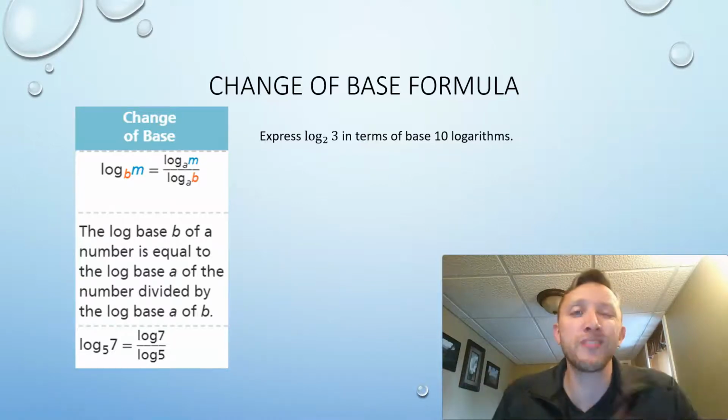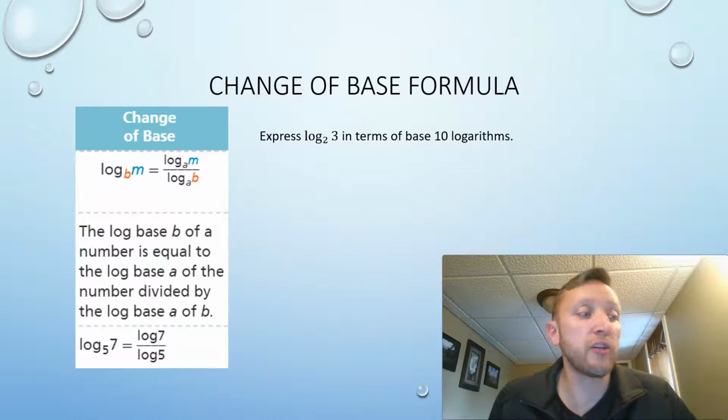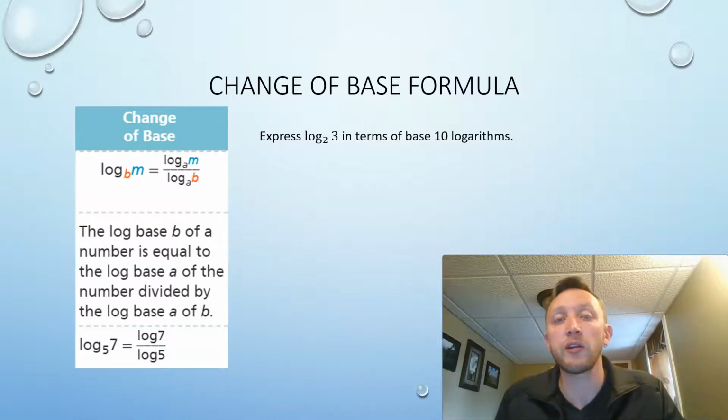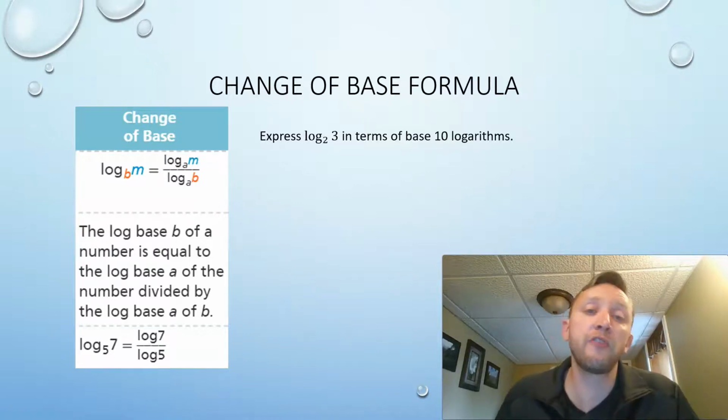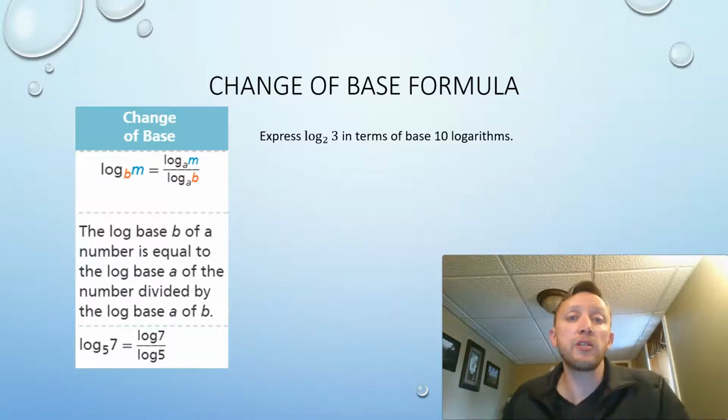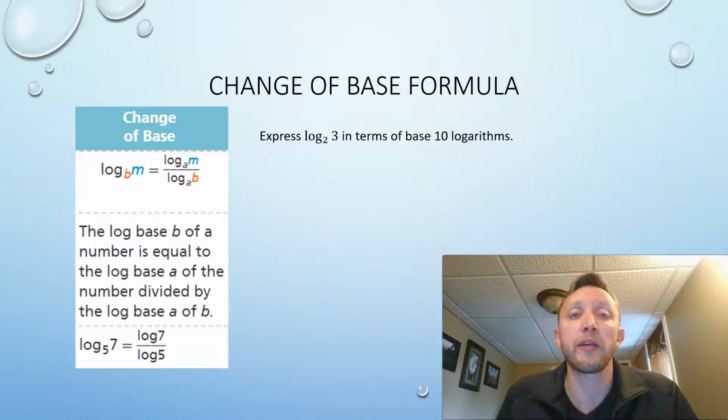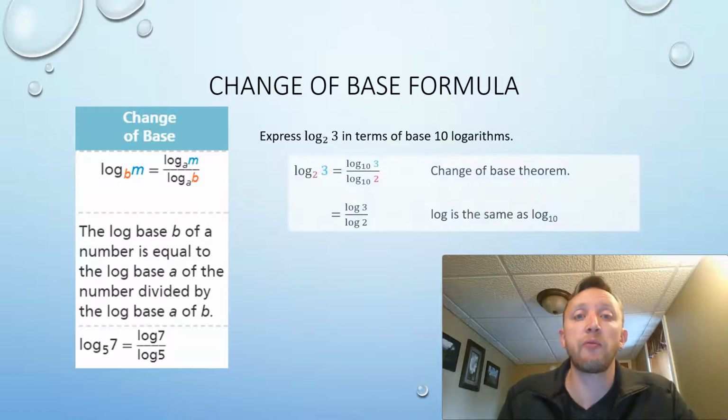You might be wondering, what's the whole purpose of this formula, by the way? When you're using a scientific calculator or your TI-84 and you hit the log button, you can't change the base. So this allows you to do things on your calculator when the base is not 10. Here we have a base 2. If I wanted to figure out what log base 2 of 3 is on my calculator, I need to use this change of base theorem. And here's how that would work.